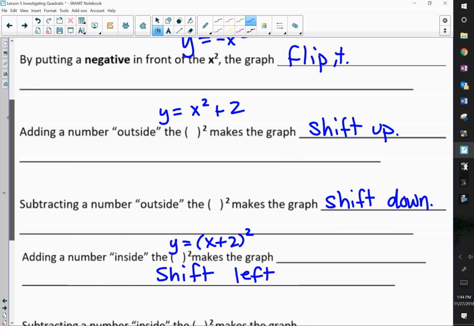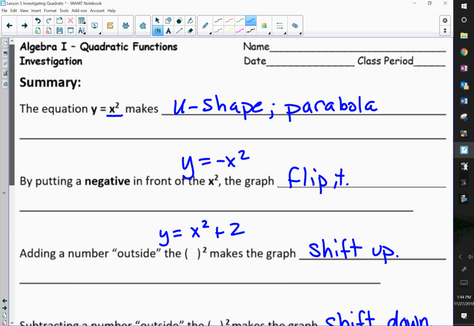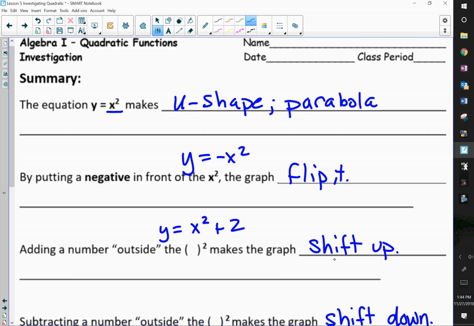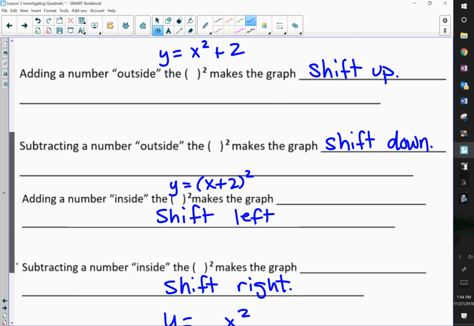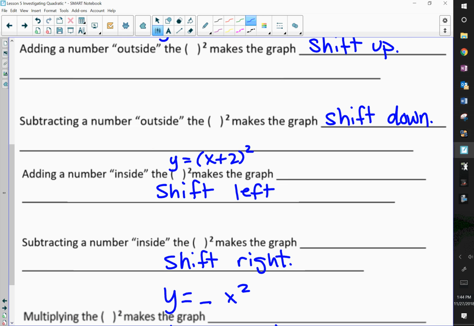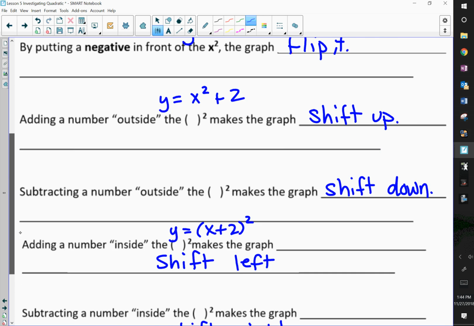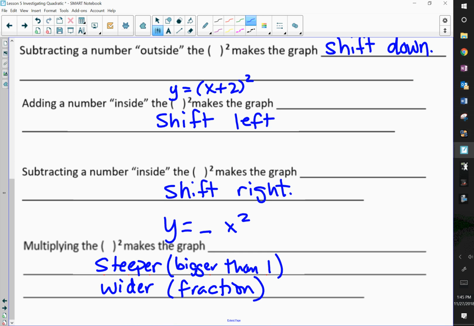So what happens to the quadratic function affects how the graph looks. Adding or subtracting shifts it up or down. Adding or subtracting inside the set of parentheses shifts it left or right. Putting a negative in front of it flips it over. Multiplying by a number makes it steeper or wider.